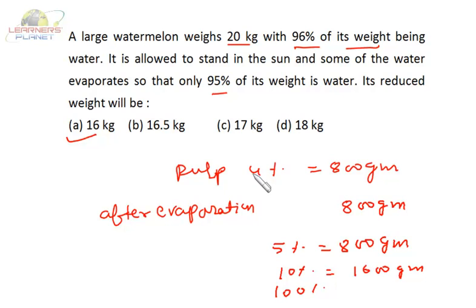Only part is this. Initially the pulp was 4%. Now the pulp is 5%. And 5% of any data is 800 gram. Then what is the 100%? This is the only calculation which we have to make. So I think it's a very simple problem. Now let's take the next one.